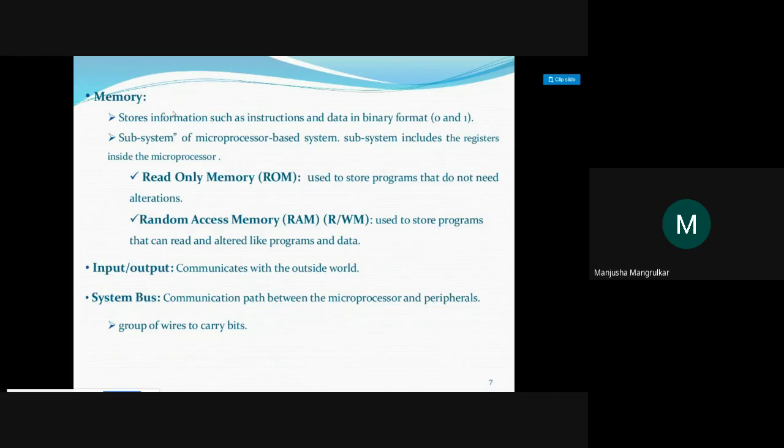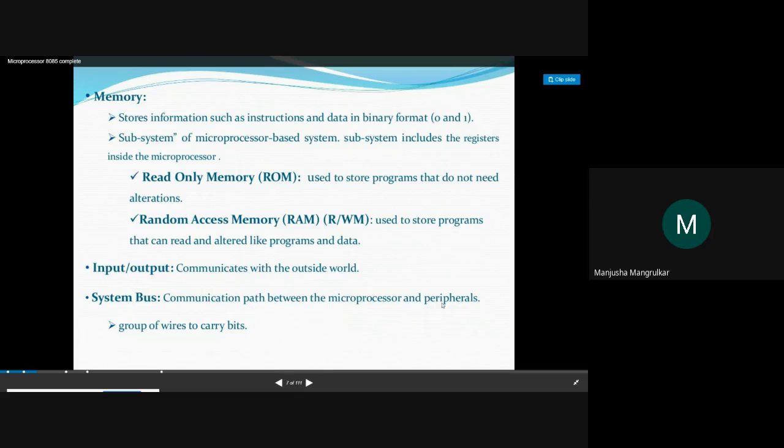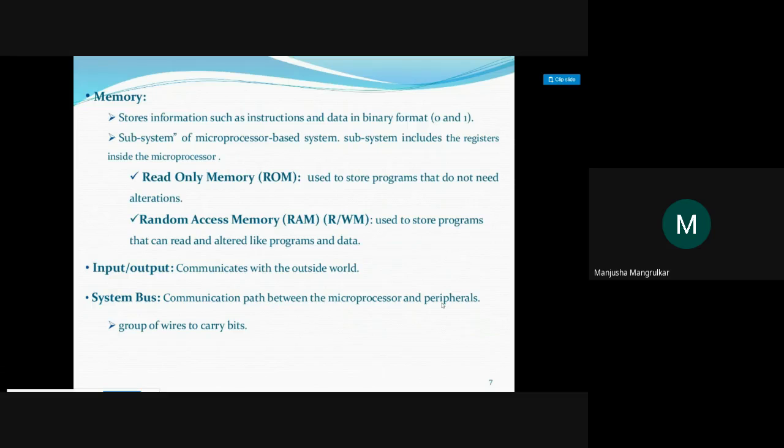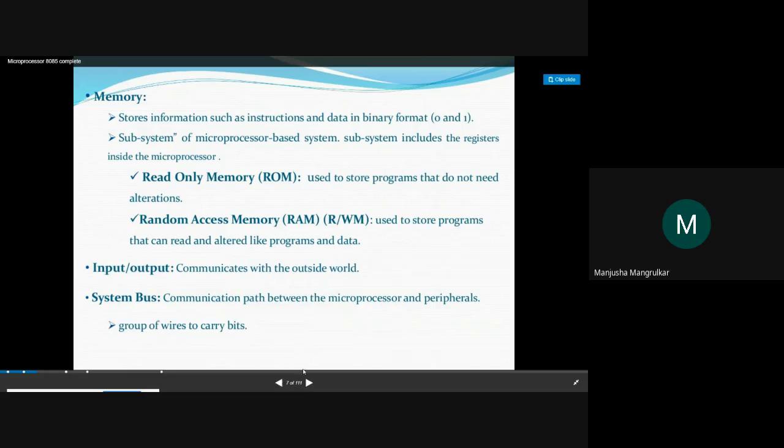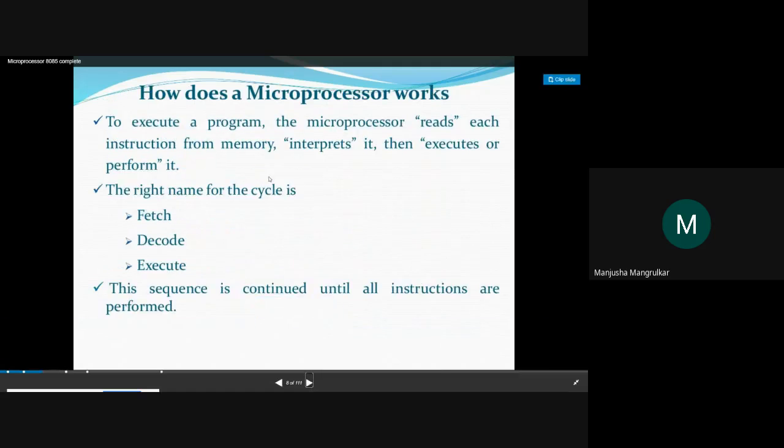System bus is a communication path between the microprocessor and the peripherals. Why is the word peripheral used? Peripheral means, like our body and our hands and legs, these are the peripherals of the body. Whatever devices are interfaced with the microprocessor, the input and output devices, are called the peripherals of the system, right? The bus is a group of wires to carry the bits.